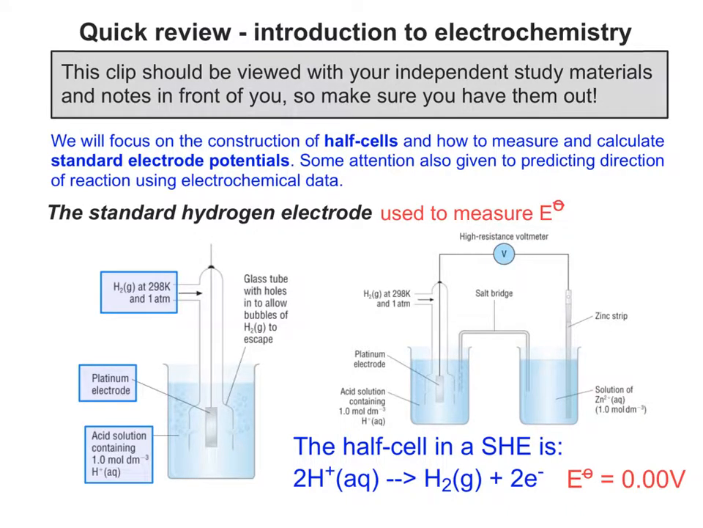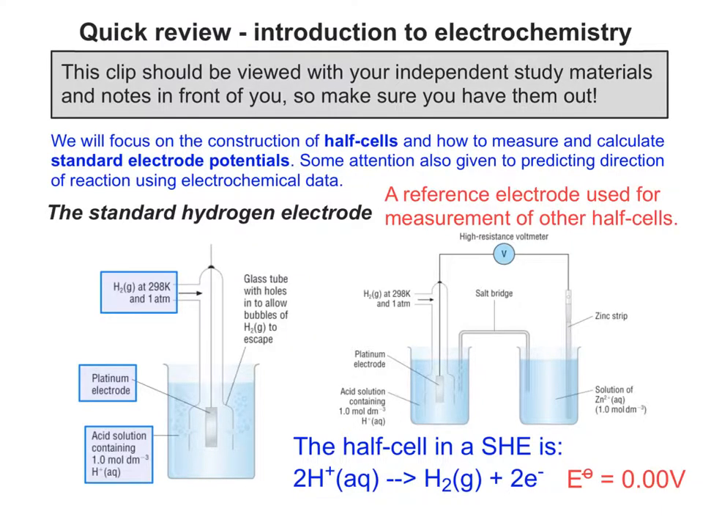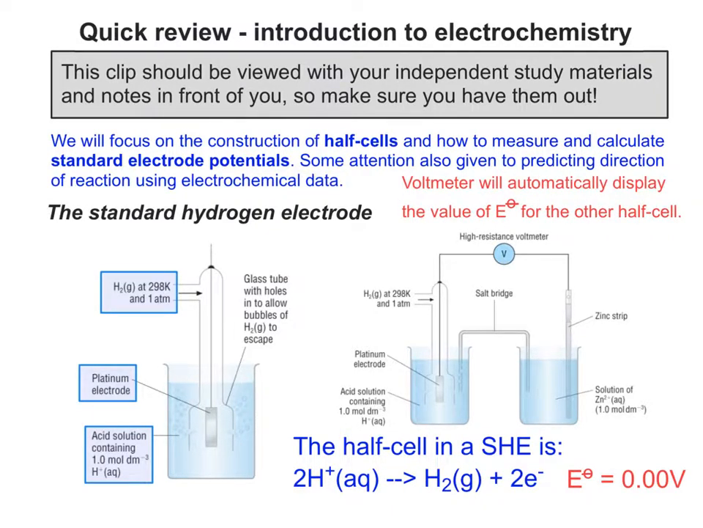The half cell in the standard hydrogen electrode is 2H plus in aqueous solution, giving you H2 gas plus 2 electrons, and the electrode potential for that half reaction is 0.00 volts. Therefore, this is called a reference electrode. So obviously, the voltmeter will display the electrode potential of the other half cell. In doing this, the standard hydrogen electrode can be used as a reference cell.